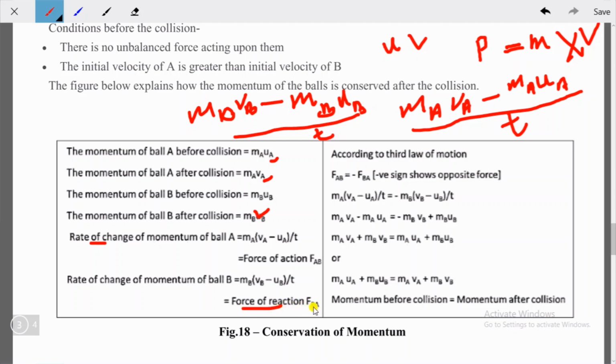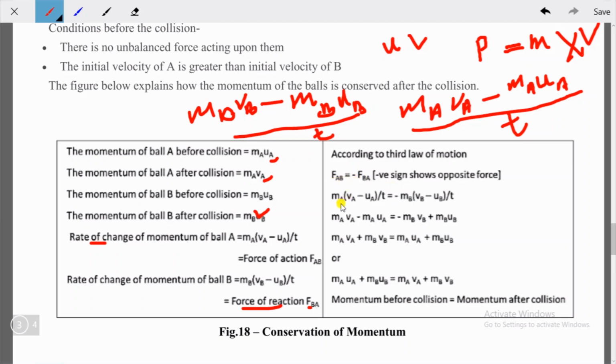Okay, so in the first place it is B, FBA, that means force of reaction of B upon A. So according to the third law of motion, we know this FAB is equal to minus FBA. So why minus? Because this negative sign shows opposite force. As we know, action and reaction both are equal in magnitude, but they are opposite in nature, or their direction is totally opposite. So that's why this minus is given. Okay, so FAB equals minus FBA.